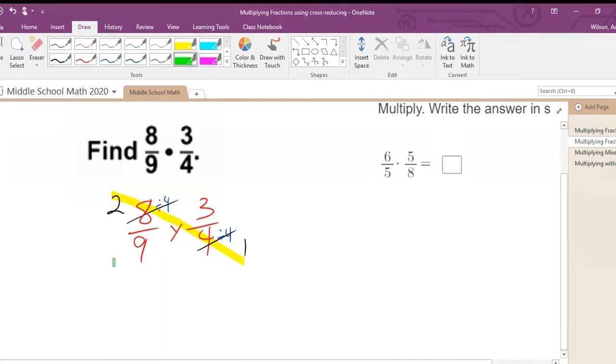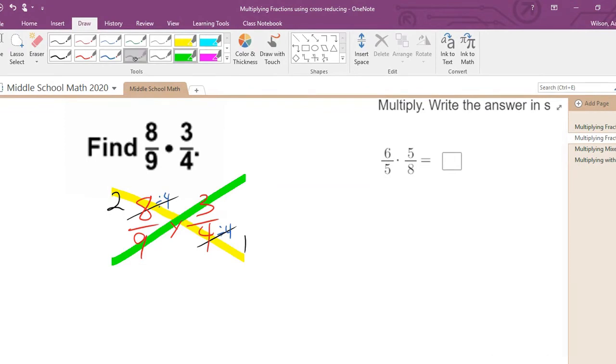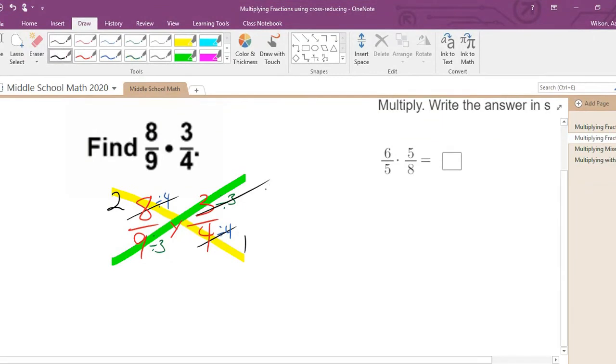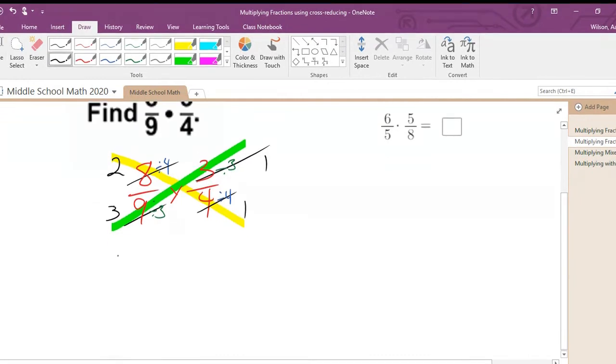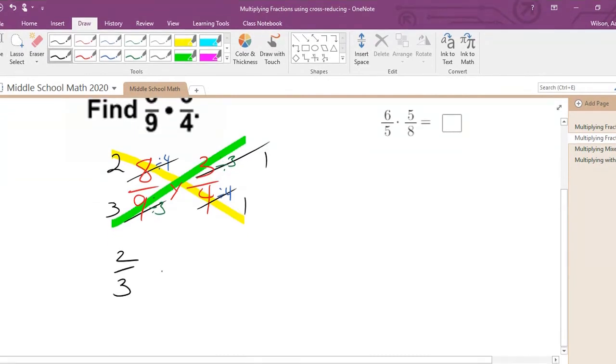And now we're looking diagonally the other way. What is a common factor of both 3 and 9? Well, that happens to be 3. So we are going to do 3 divided by 3, which is 1, and 9 divided by 3, which is 3. So the new simplified, easier version is 2/3 times 1 over 1.